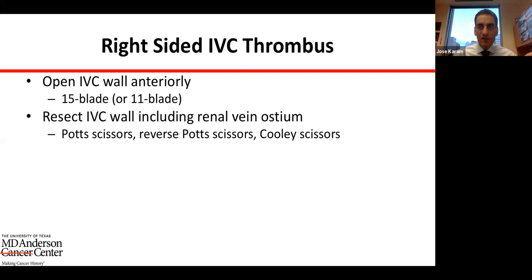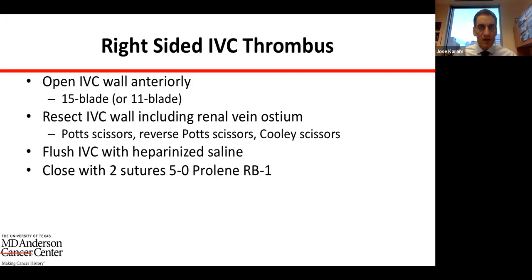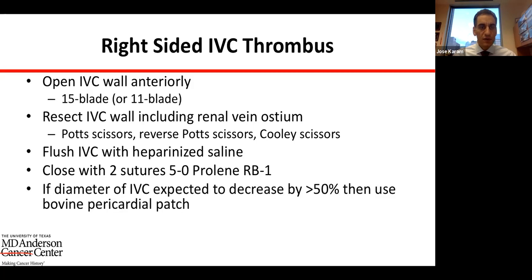And then what you do is you have to resect the IVC wall, including the renal vein ostium, because the tumor thrombus, if it wants to invade somewhere, this is the first place it invades. That's the vein ostium on that same side. And then for that, we use either the Potts scissors or the reverse Potts scissors or Cooley scissors, or it depends on what you have available within your surgical set. And then once we remove the thrombus, we flush the IVC with heparinized saline, and we generally close it with running suture with non-absorbable suture. Generally, we use small Prolines like a 5-0 Prolene suture.